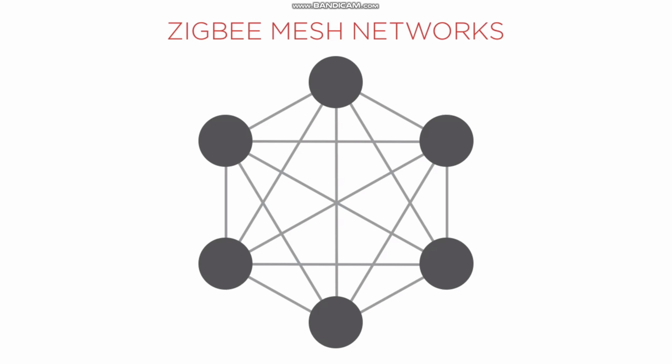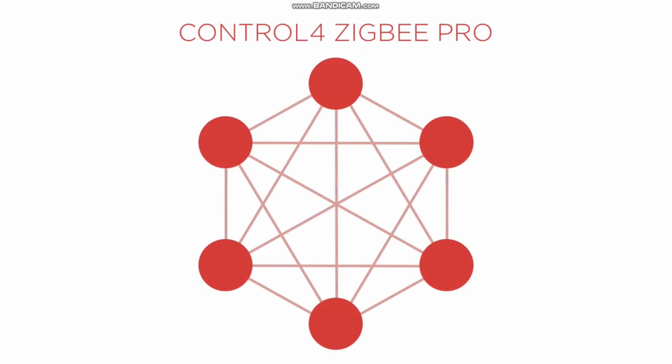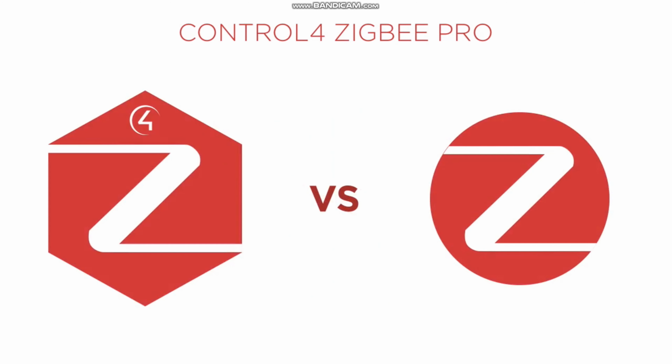Mesh topologies enable communication through many different pathways, providing alternative paths if a device falls offline or is blocked in some way. Though ZigBee mesh networks are used in a variety of applications, Control4 uses a version of ZigBee mesh technology called Control4 ZigBee Pro. Control4 ZigBee Pro is a specialized application of ZigBee that offers effective control for our lighting and other ZigBee-enabled devices.